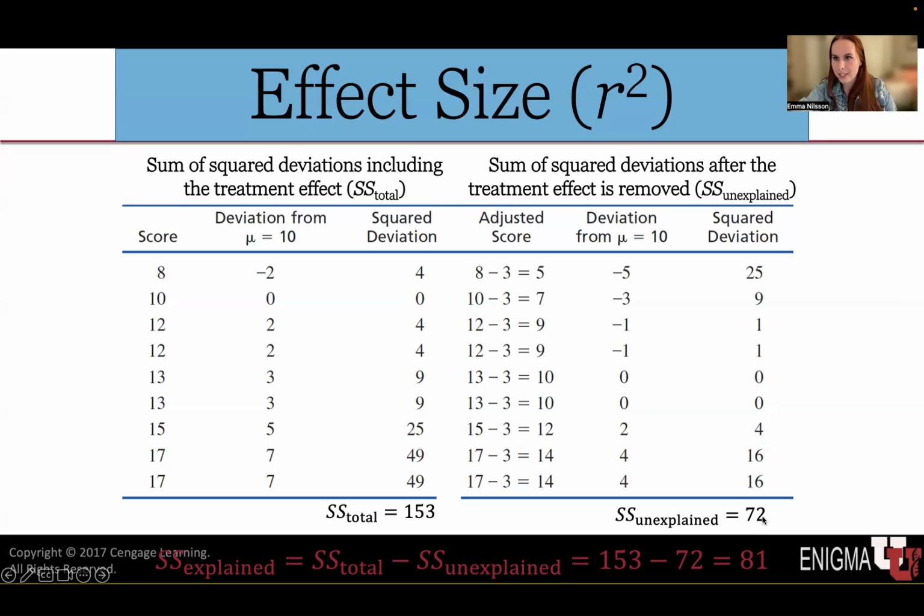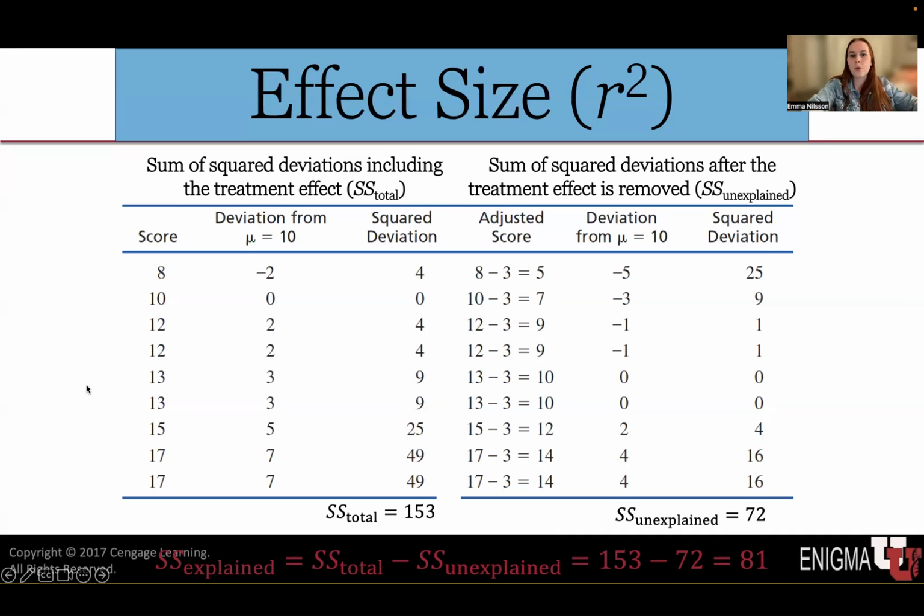What this 72 represents to me is the amount of variability that would be in the population regardless of a treatment effect. This is the variability that is unexplained. We don't know why it's there. There's no reason for it. It just exists. So if we take the total variability and subtract the unexplained variability, we get the variability that is explained exclusively by the treatment effect. Total 153 minus unexplained 72 gives us 81, which is the variability that is entirely explained by the treatment effect, which I think is really cool.